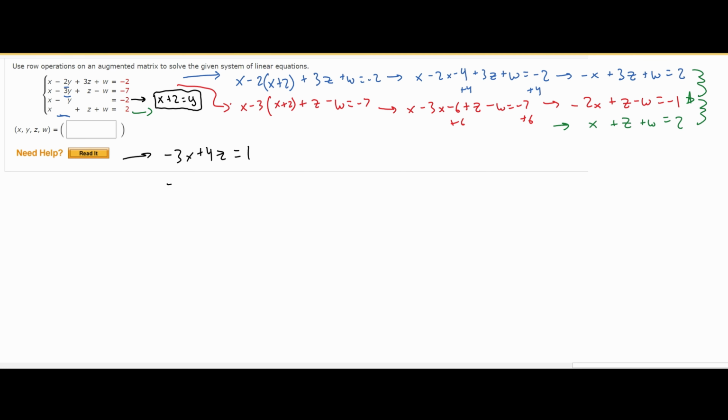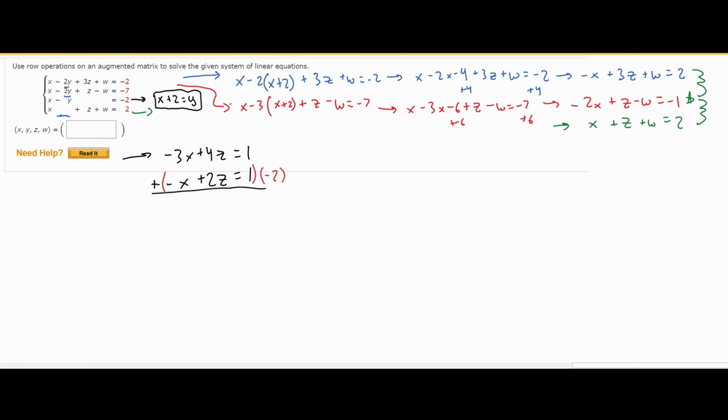So we're going to get a negative x. We're going to get a plus 2z. And this is equal to 1. Now we have these two equations. From here, we could either solve for x or z. I'll just choose to solve for z. They both seem equally not very difficult or difficult, depending on how you look at it. But I'm just going to choose z.